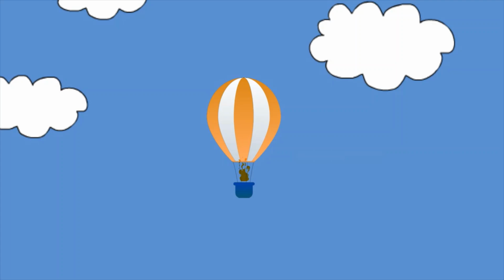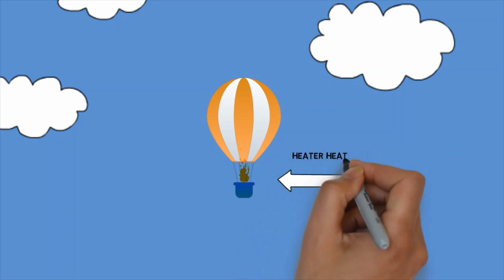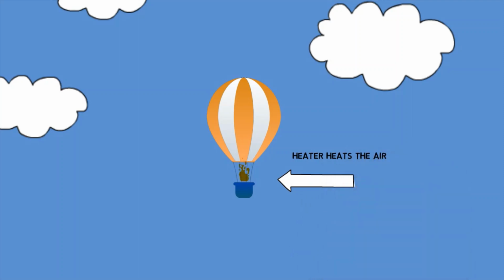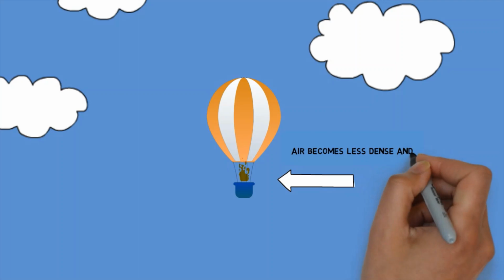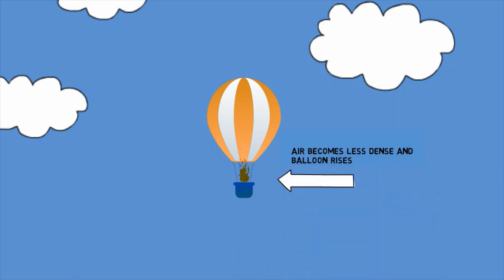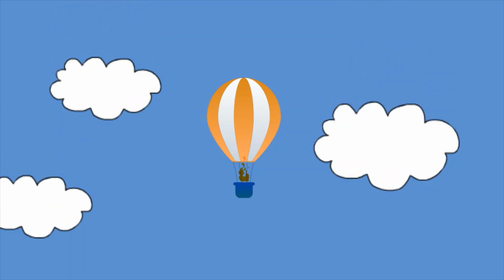There is a heater right underneath the balloon. When the hot air balloon is supposed to go up, this heater is switched on. This causes the air inside the balloon to heat up. And as we discussed earlier, since hot air is less dense than cold air, it rises up. And because of this hot air, the balloon also rises.